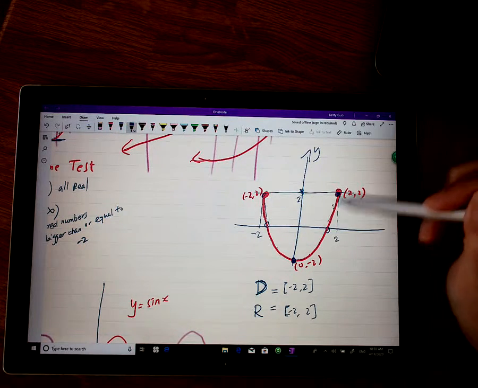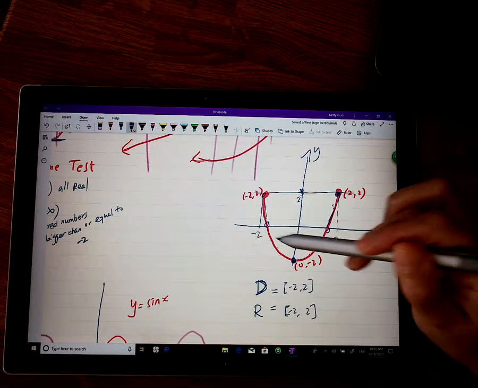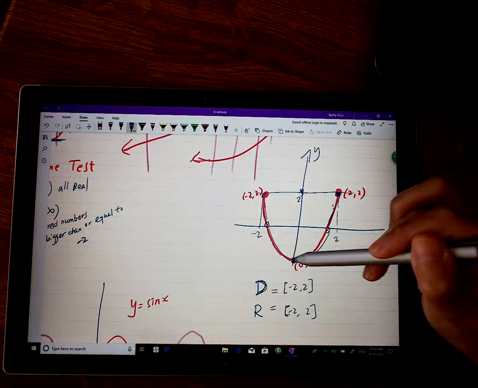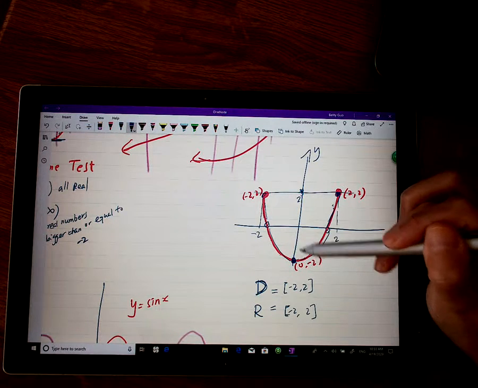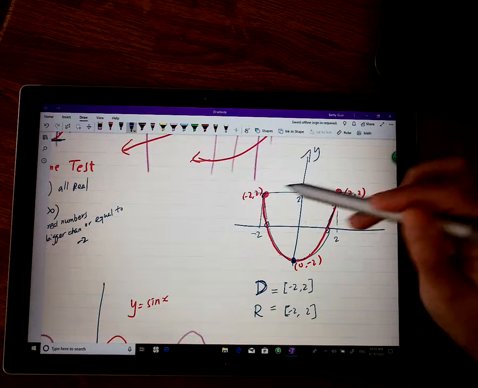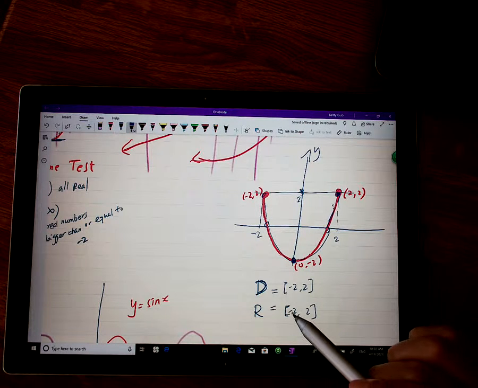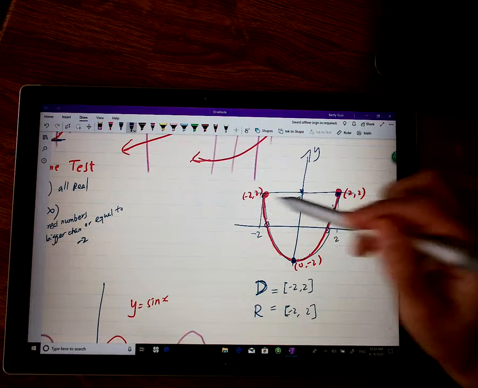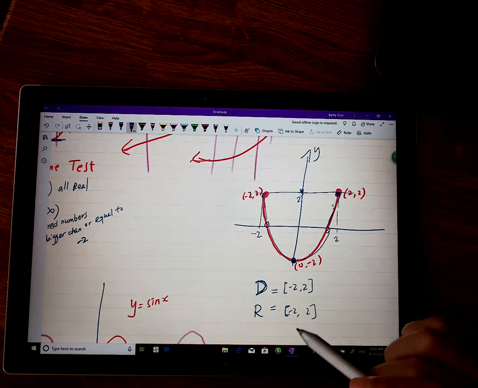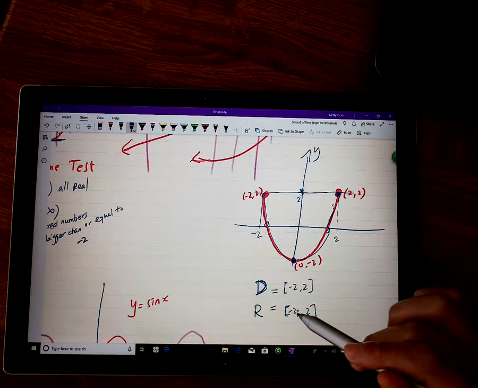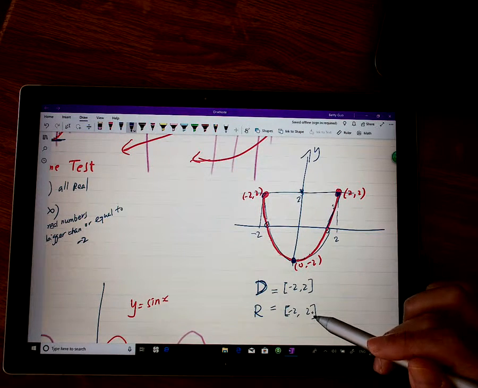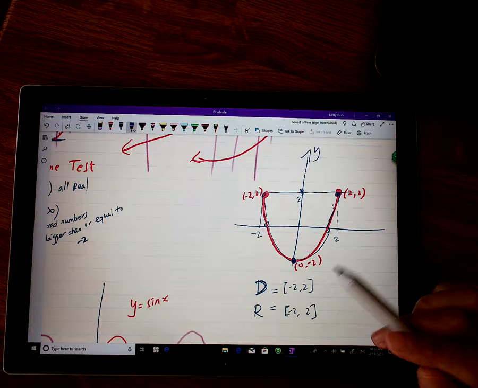And those points have a y value between 0 and 2, and those points have a y value between 0 and -2. So you would see the y values are between -2 and +2. The range also happens to be -2 to 2. Any real numbers between -2 and 2.